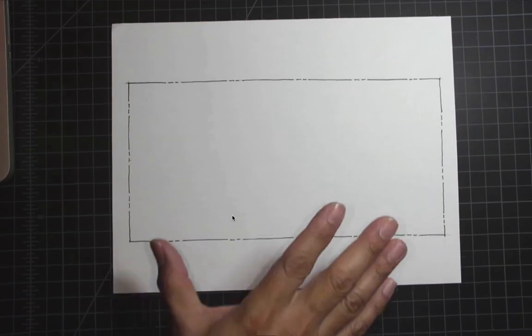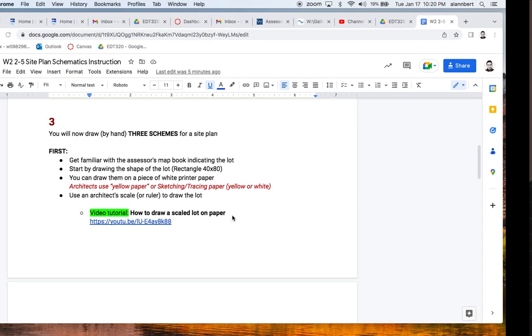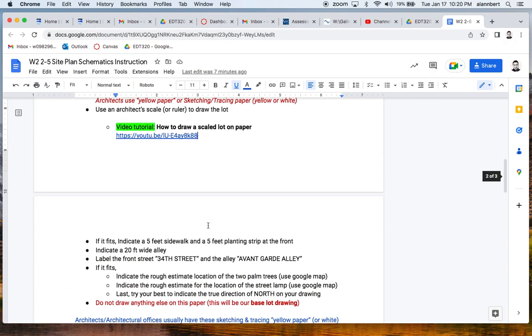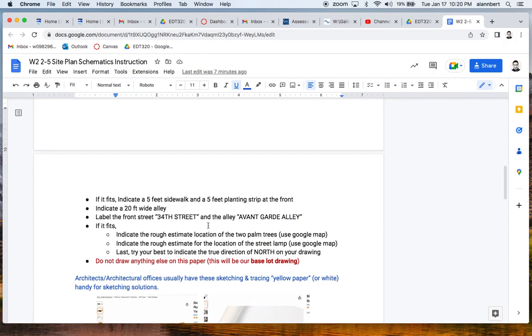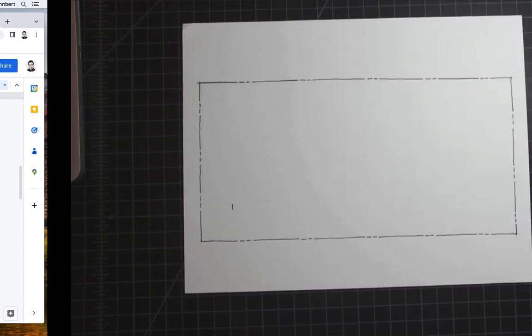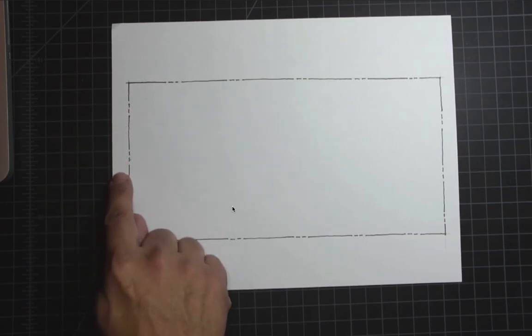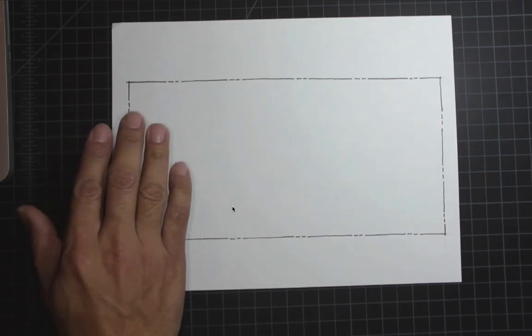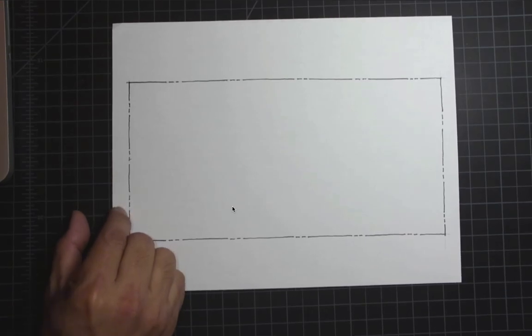All right. So this is going to be our base paper, and you can certainly write more onto this base paper. Like, we can indicate that there is a 5-foot sidewalk here and a 5-foot planting strip. On this side, there's going to be a 5-foot sidewalk and 5-foot planting strip as well, but we can't fit it here because we only have this much space. So we can leave it out.